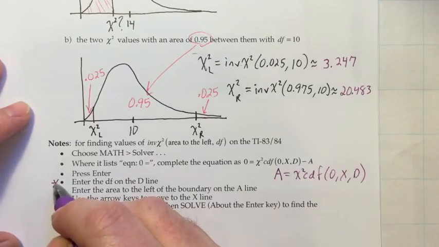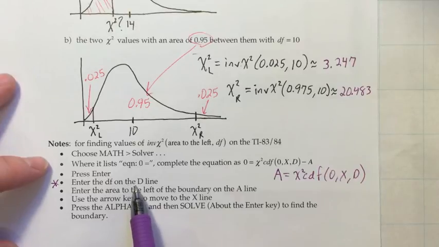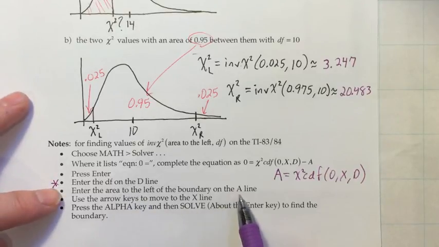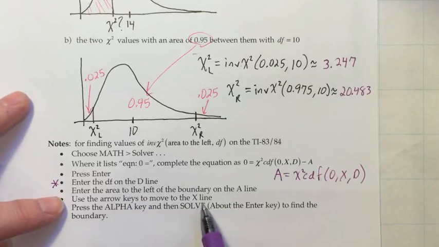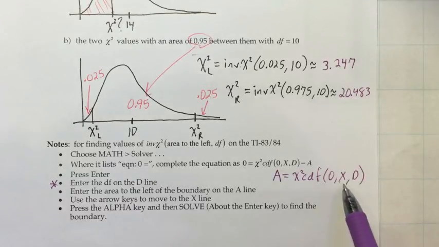So we'll typically start these problems right here where that asterisk is. We'll enter our DF on the D line. We'll enter the area to the left on the A line. We'll use our arrow keys to move to the X line, and then we'll press the alpha key and solve, which is above that enter key, and it will figure out that X. You give it 2 of the 3 values, it'll find the remaining one as long as you ask for it right. So unfortunately that's not built into the TI 83 or the 84, but we can still convince it to do that, and once we set it up, it's actually fairly easy to use on future times.